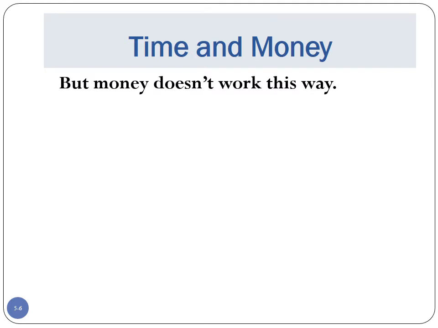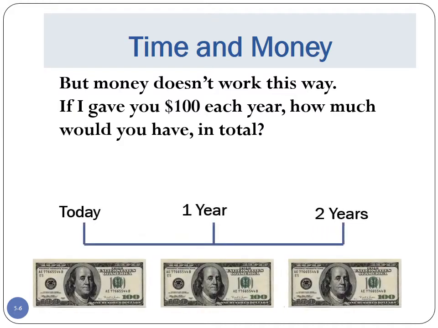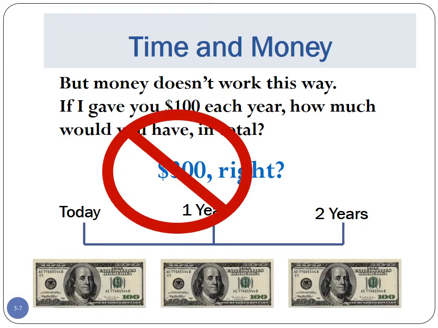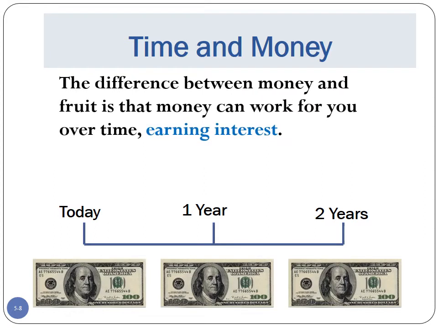However, money doesn't work this way. If I gave you $100 each year, how much would you have in total? I give you $100 today, $100 in 1 year, and $100 again at 2 years. $300. Is that correct? The answer is no. It's not correct. The difference between money and fruit is that money can work for you over time, earning interest.